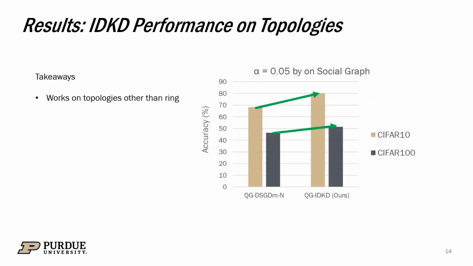Similarly, here we plot the performance of IDKD on different topologies. So here, instead of a ring, we choose the social graph. And again, we see that IDKD improves performance. On the left is QG-DSGDm, which is our baseline, and on the right is QG-IDKD. Clearly, both on CIFAR-10 and CIFAR-100, represented in gold and black, the performance goes up, showing that IDKD is not only able to handle ring topologies, but also other topologies such as social graphs.